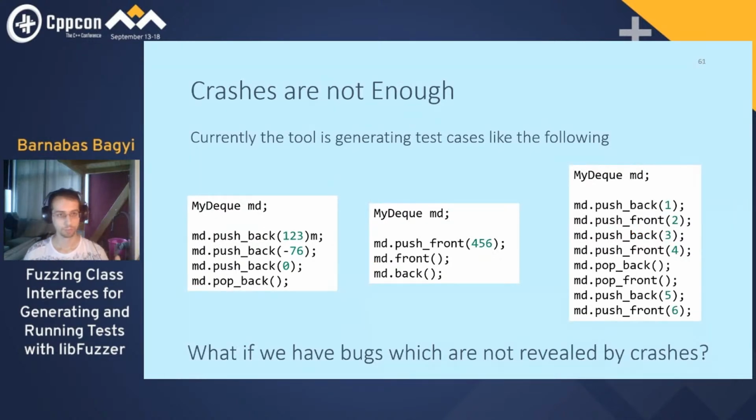Now, we are at a place where we can safely generate test cases which have only valid method calls and roughly look like the 3 on the slide right now. But are we satisfied really? What if we have bugs which are not revealed by crashes? Of course, we have sanitizers, but something catching actual logical errors might also be great, right?